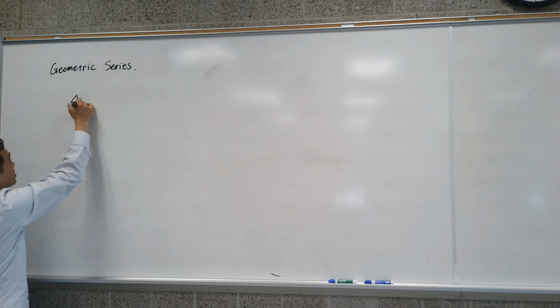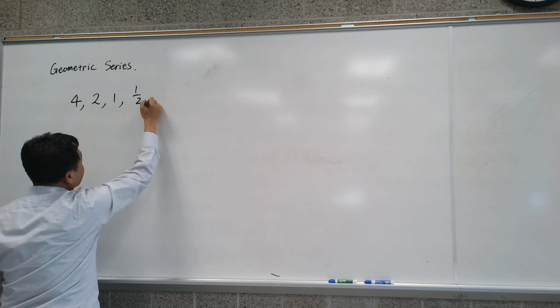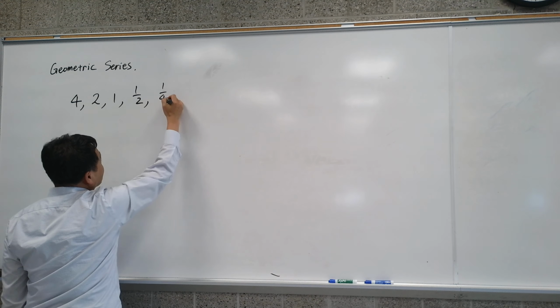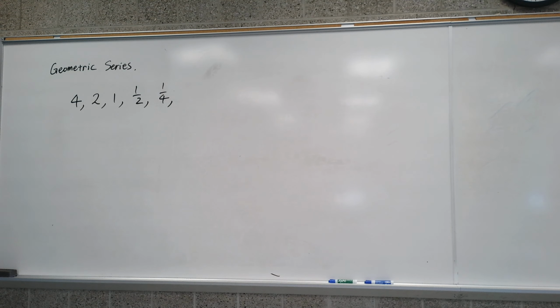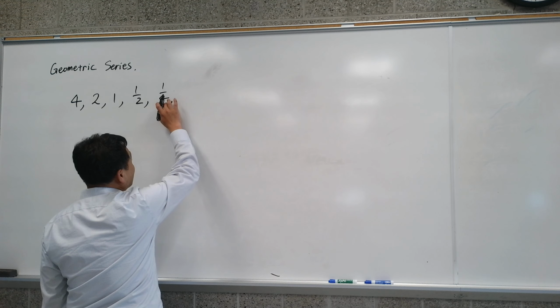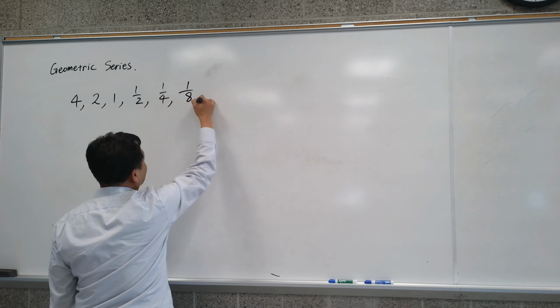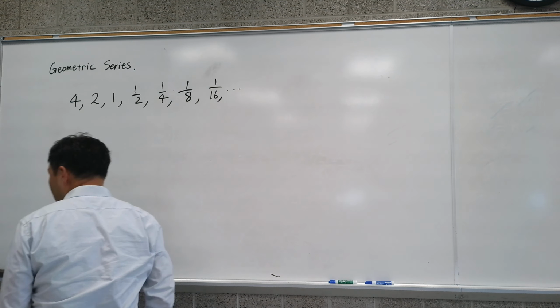Something like 4, 2, 1, 1/2, 1/4. Okay, can you tell me what's the next number? 1/8. What are we doing? Splitting in half. Yeah, we are always dividing by halves, right? So 1/4 divided by 2 will give you 1/8, and if you divide this again by 2, you get 1/16, something like this.